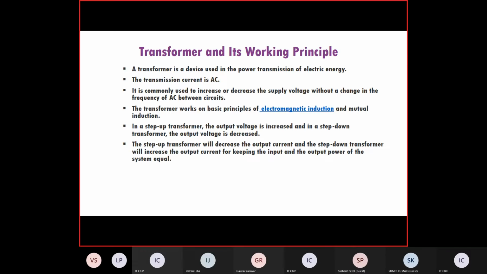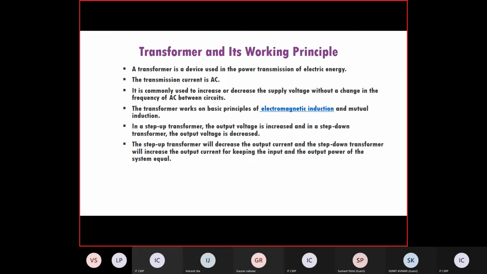Okay? Ideally, every word is important. It transforms power from one level of voltage and current to another level of voltage and current. It is an electromagnetic device. That means its operation is based on electricity, that means the flow of current, and the associated magnetic field. All right.